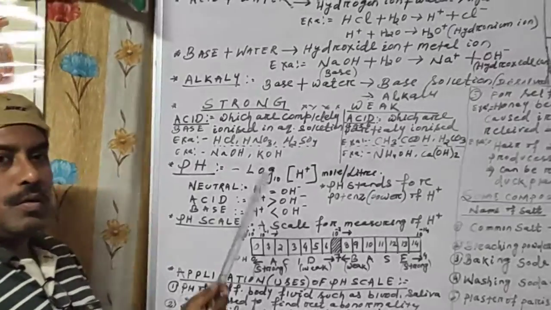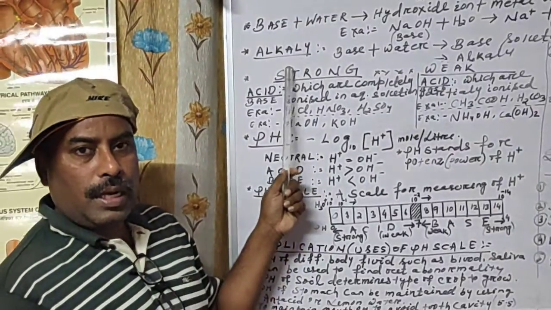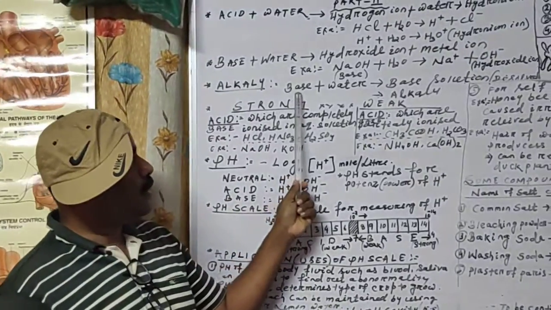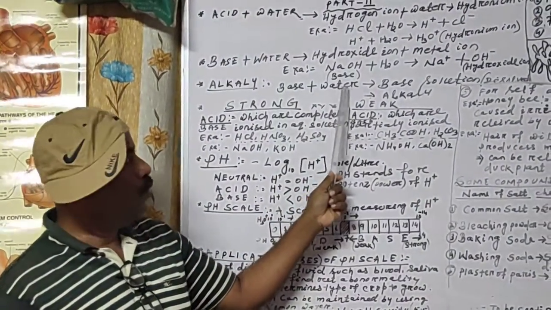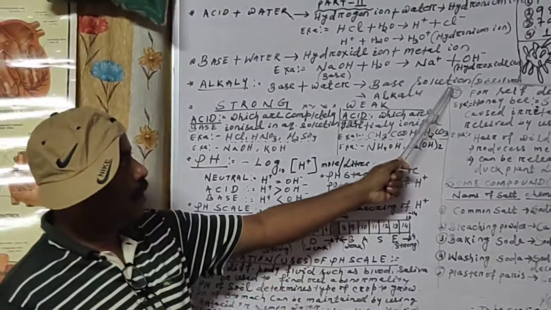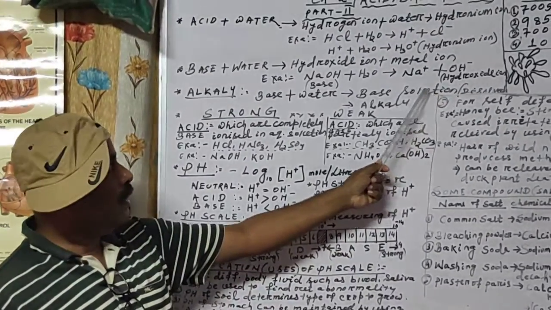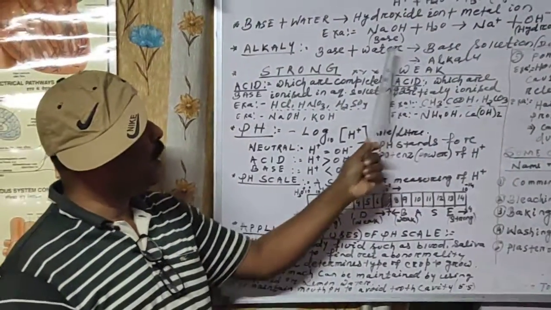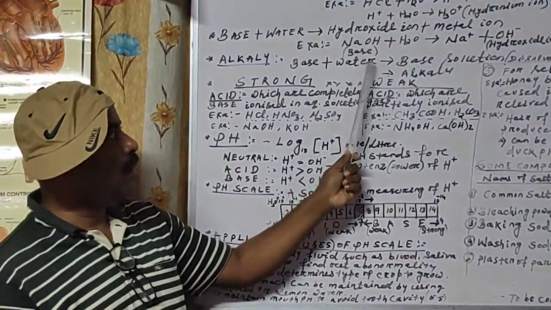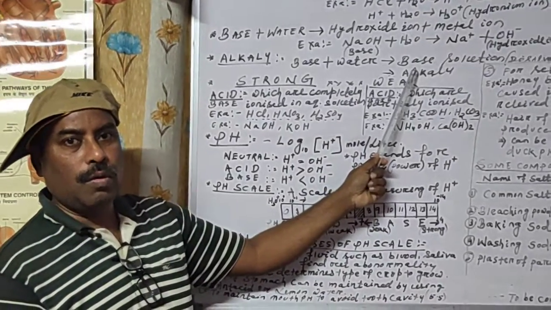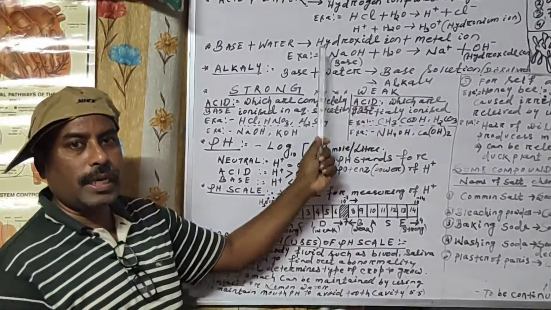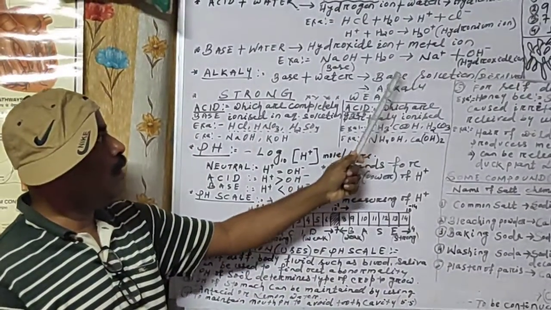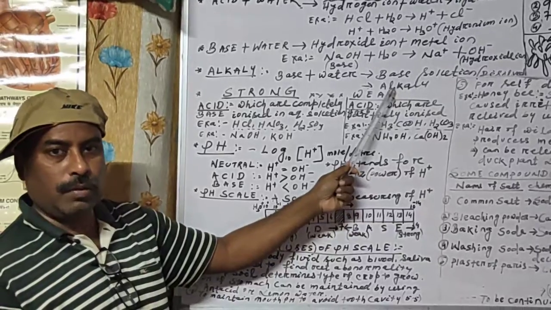Now let us come to one term known as the alkali. What do we mean by alkali? When base reacts with water, we get an aqueous solution, and that aqueous solution is known as the alkali. But here the question is whether all the bases when reacting with water make alkali? No, all the bases do not get dissolved in water and they do not make any solution. So that's why all the bases cannot make the alkali with water.